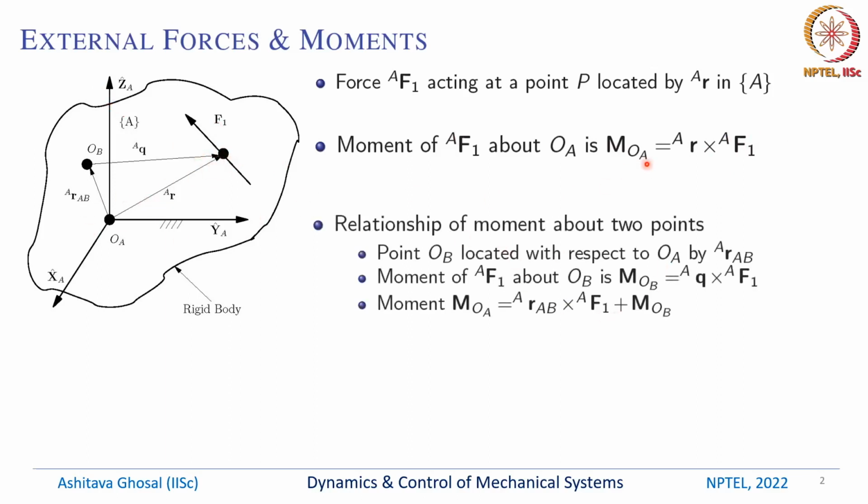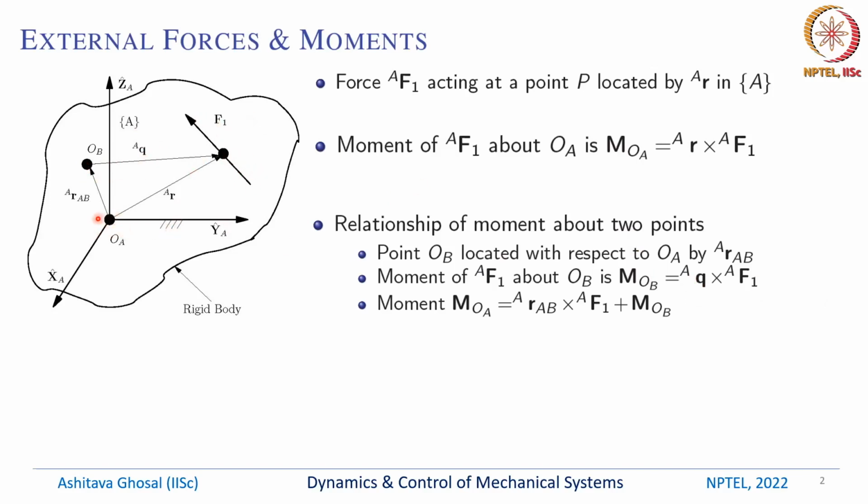Suppose I want to find the moment of this force about some other point OB. Where is OB? OB is located from OA by another vector, a vector from A to B, given by ARAB, and again it's in the A coordinate system. So the moment of AF1 about OB is MOB. We write a symbol like this, and this is AQ, which is this point here, the vector from OB to this point, AQ cross AF1.